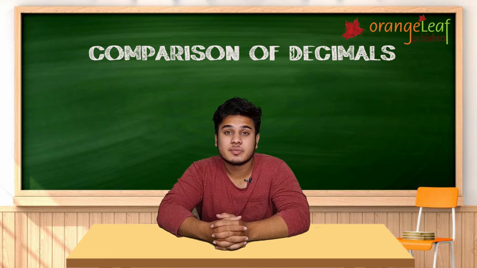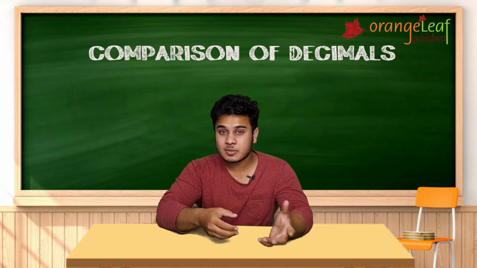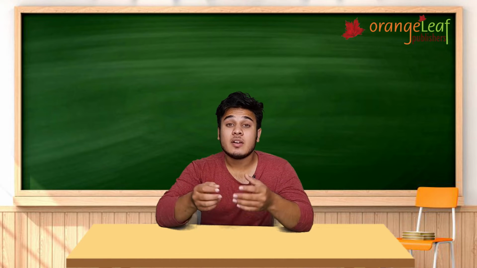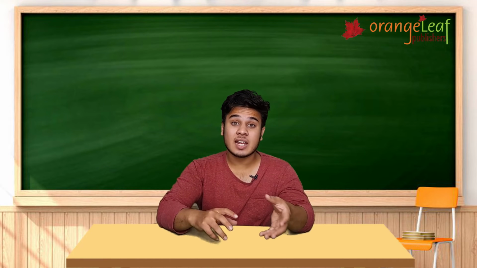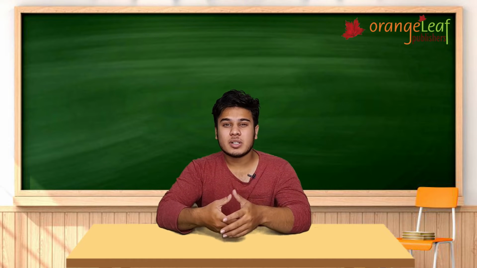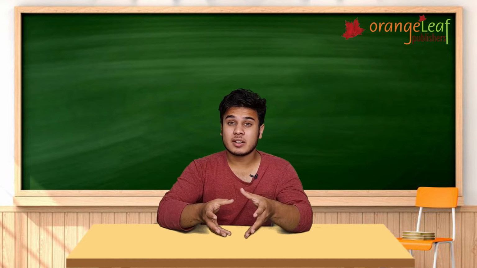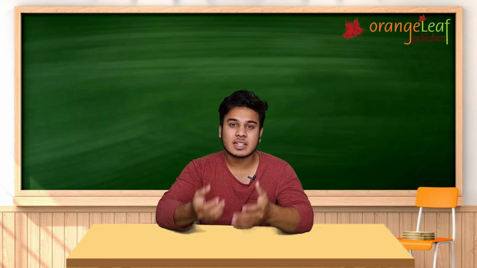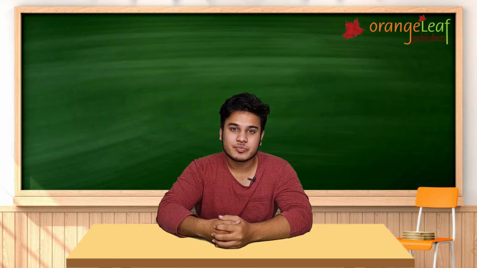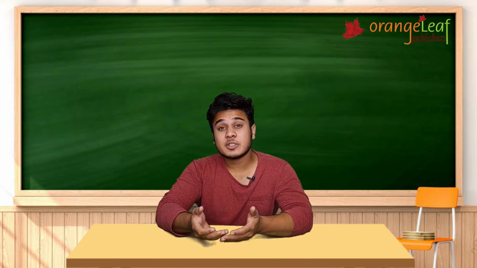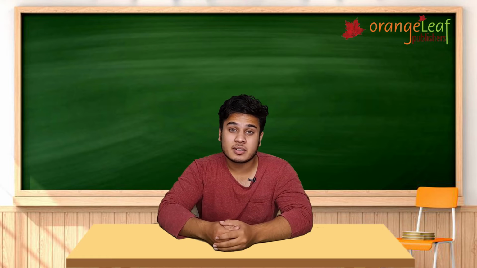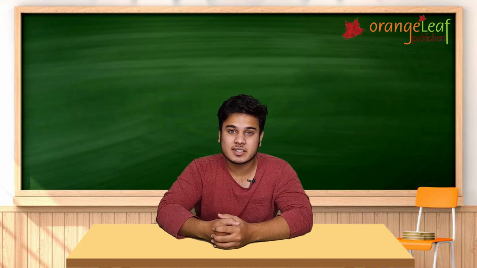Comparison of decimals. Now, we compare decimal numbers in the same way that we compare whole numbers. First, we need to change unlike decimals to like decimals. Then, the number with the biggest whole number part is the bigger number, and the number with the least whole number part is the smaller number. Now, in the case where the whole number is the same, we move to the decimal part and check the tenths place.